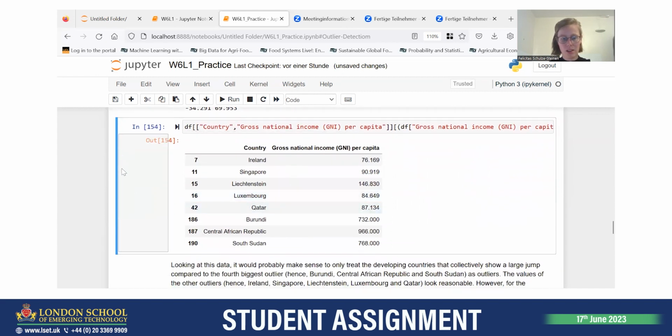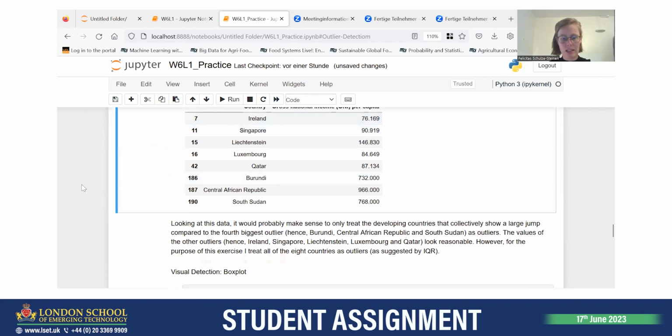So here you can see that since the upper bound is lower than in the Z-score method, there are more rows that are displayed or that fulfill this condition. So looking at this data, it would actually probably make sense to only treat the developing countries. So in this case, Burundi, Central African Republic, and South Sudan as the outliers. These are the three biggest outliers, and there is a big jump to the fourth smallest outlier, which is Liechtenstein. So it's a large jump from 146 to 732.